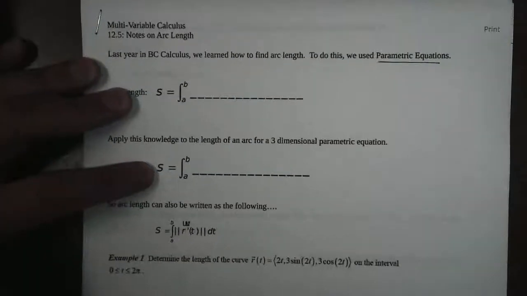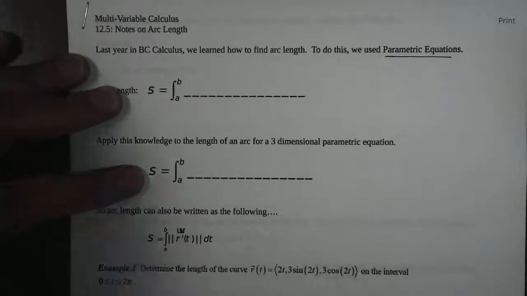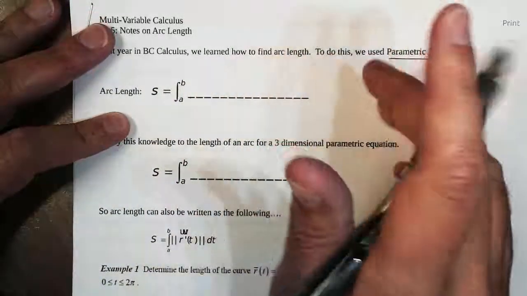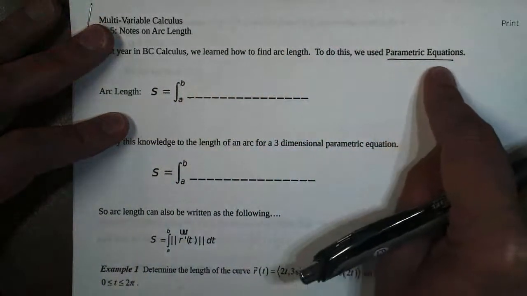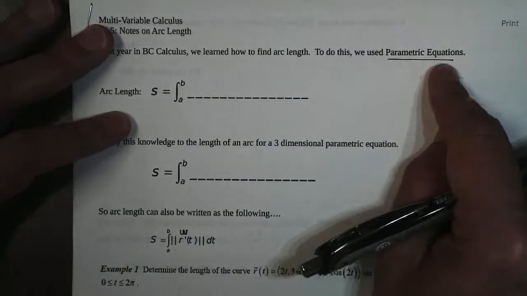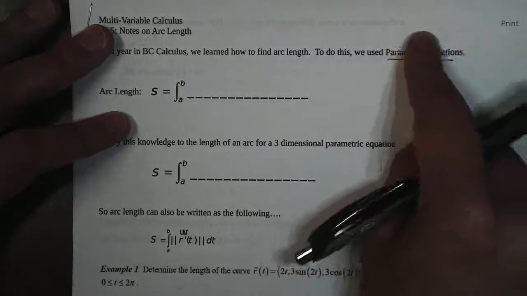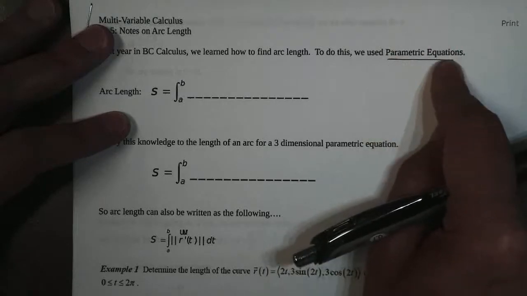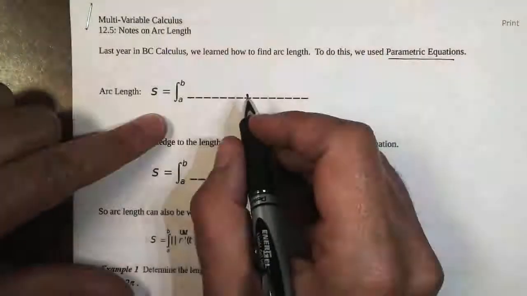Hey, today we are going to revisit an old friend. Last year in calculus, we learned how to find an arc length. To do this, we use parametric equations. And if you need to, there's a great video series I did on that, so go and take a look at that. That's why we use parametrics instead.